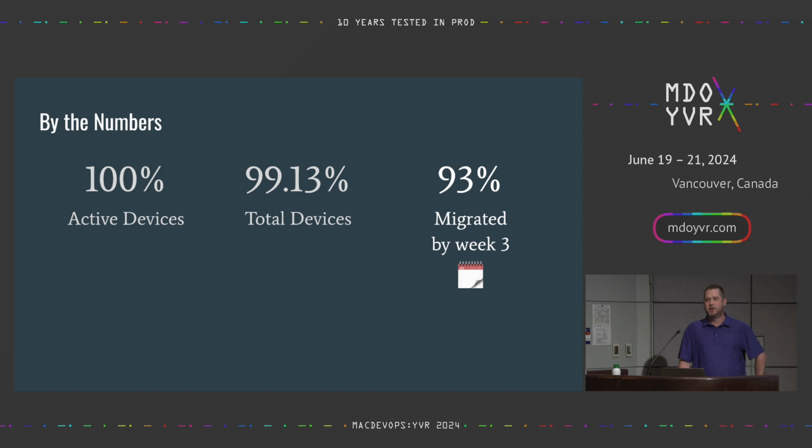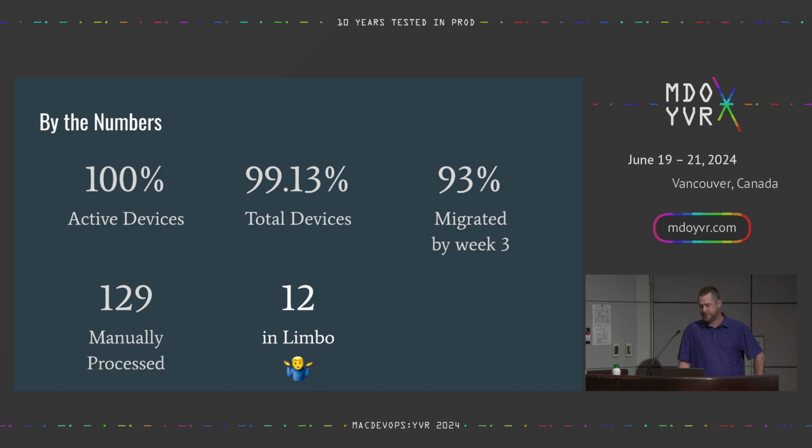We had 93% of devices migrated by the end of the third week. We processed 129 manually, and these were mostly users who got put in the channel and said, I've got a big meeting tomorrow, can I just do this today? And we said, yeah, sure, we'll do it right now. And we manually unenrolled them and let them go through the process. We've got a dozen Macs still that were unenrolled but never completed the migration. But all these users' Okta accounts are locked, so they can't do anything when they do come back. And out of all of this, we only had one mad user.